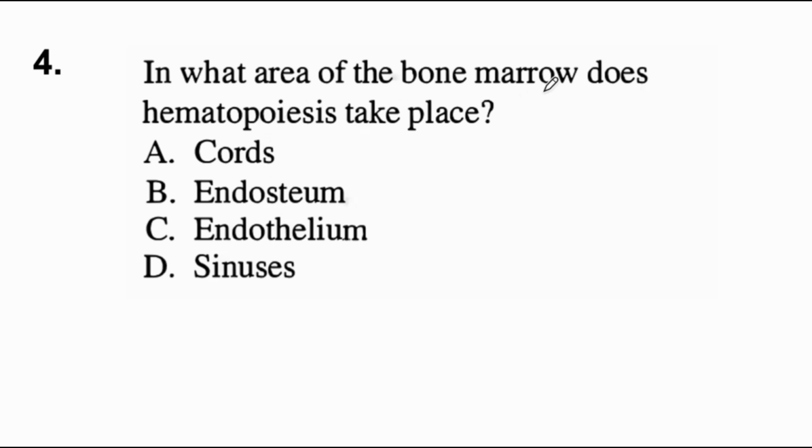In what area of the bone marrow does hemopoiesis take place? A, cords. Hemopoiesis, the formation of blood cells, occurs in the extravascular spaces of the bone marrow. These spaces are known as hematopoietic cords. These cords are mesh walls containing the flowing blood cells, stromal cells that provide support, macrophages, and fat cells.